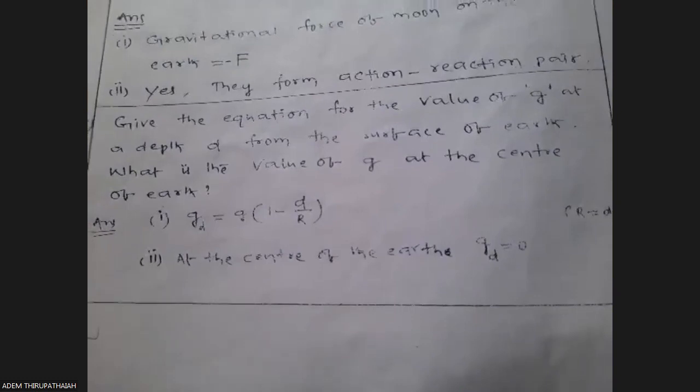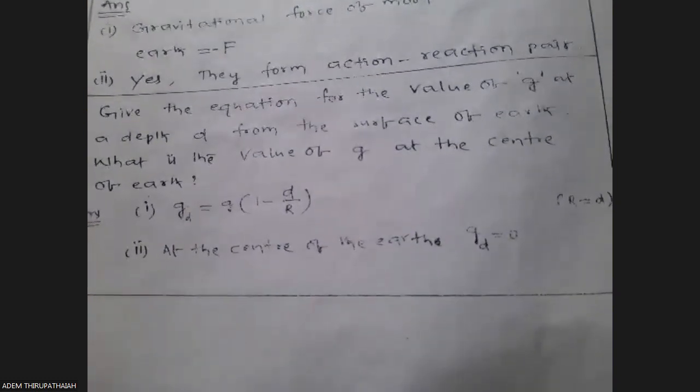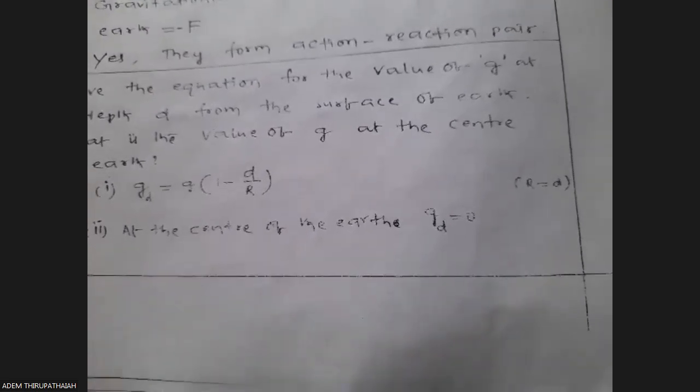Give the equation for the value of g at a depth d from the surface of the Earth. What is the value of g at the center of the Earth? g_d is equal to g into 1 minus d by R. At the center of the Earth, d is equal to R, so g_d is 0.